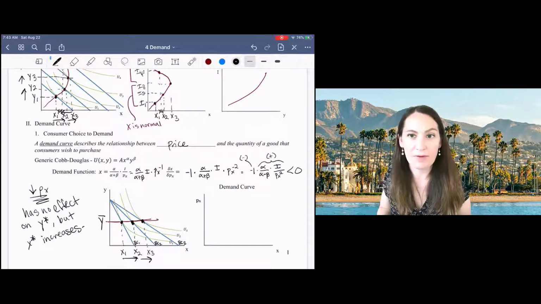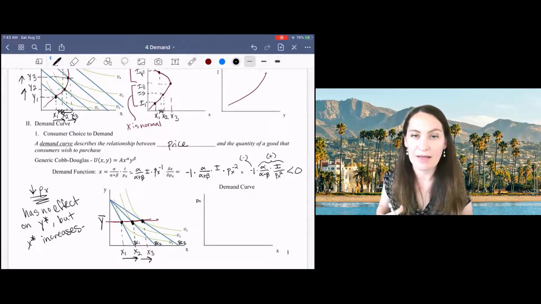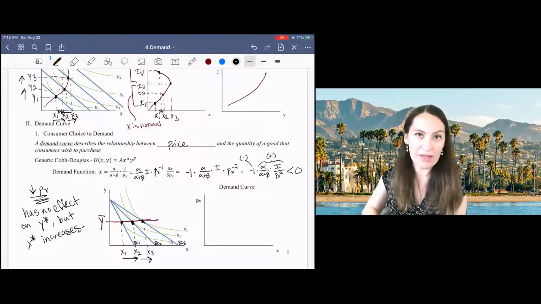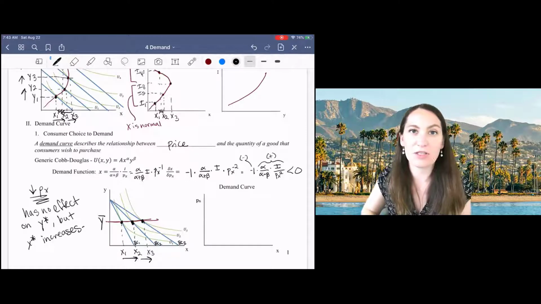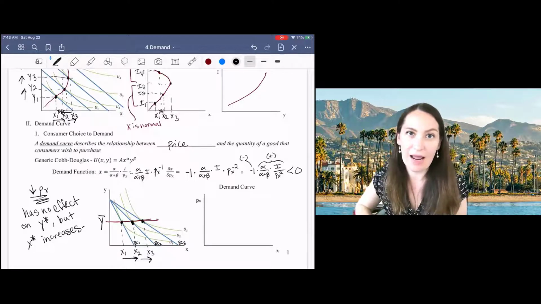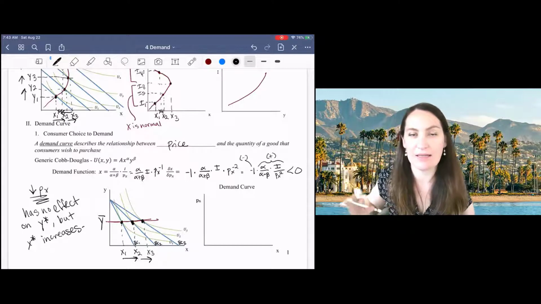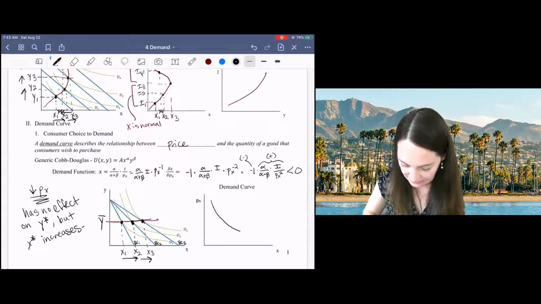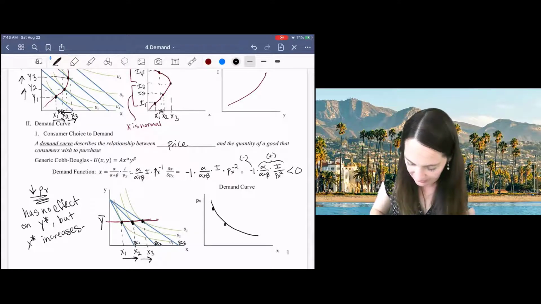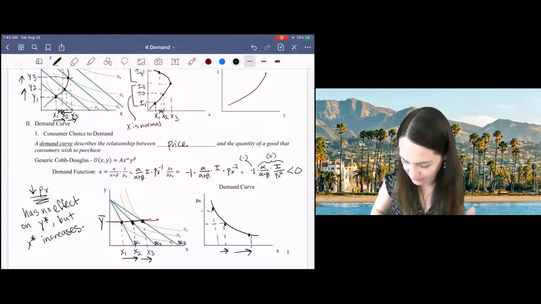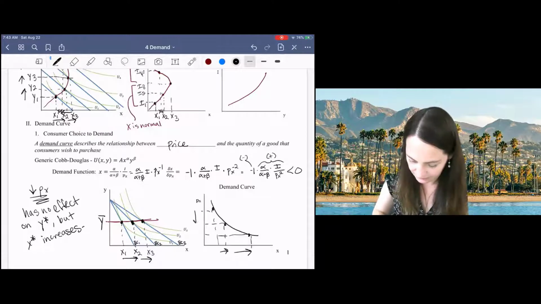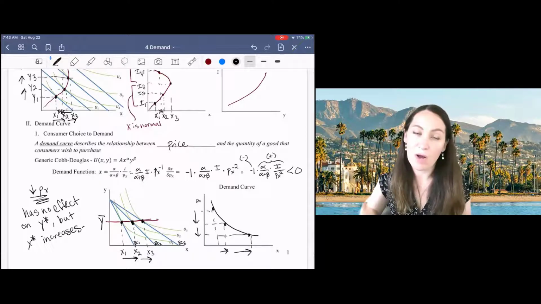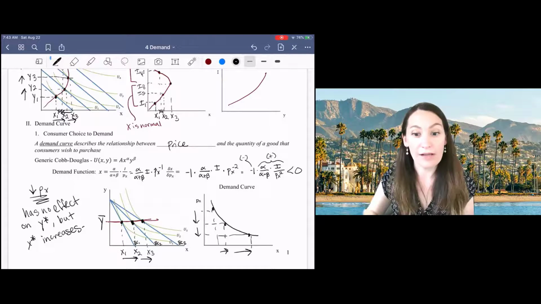And we can show that relationship as a demand curve right now, not thinking at all about y, but just looking at the relationship between px and x. So I've got px on the y-axis, x on the x-axis, and I can see as price of x decreases, consumption of x goes up. And that's what our demand curve would look like.